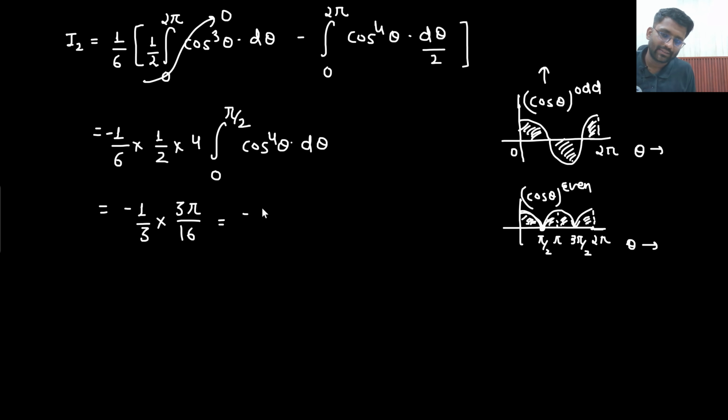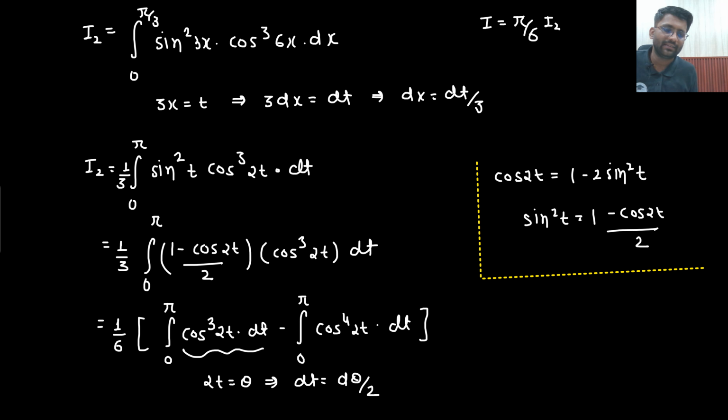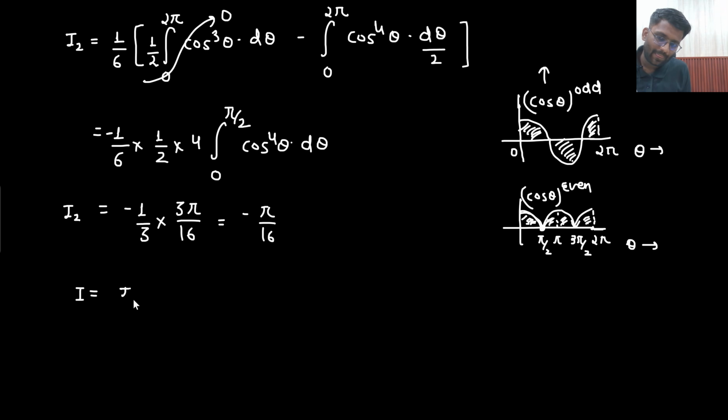So the answer is minus pi by 16. Your I2 is coming out to be minus pi by 16. So what is your I? I is nothing but pi by 6 into I2. So the answer will come out to be pi by 6 into minus pi by 16. That would be minus pi square by 96.